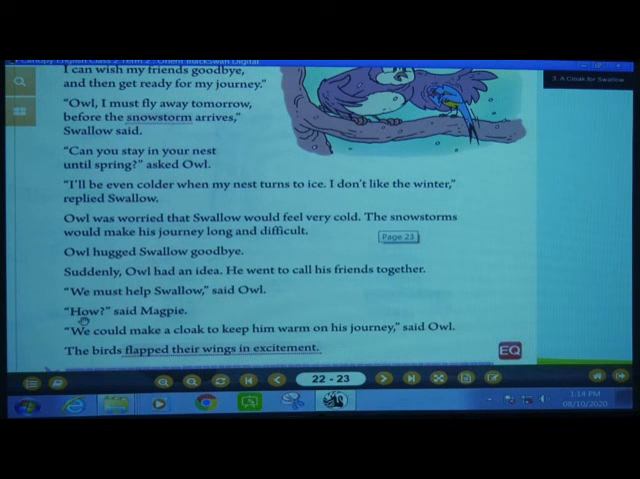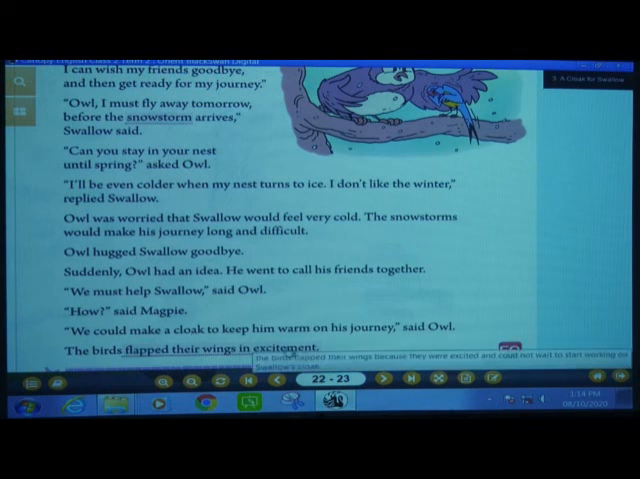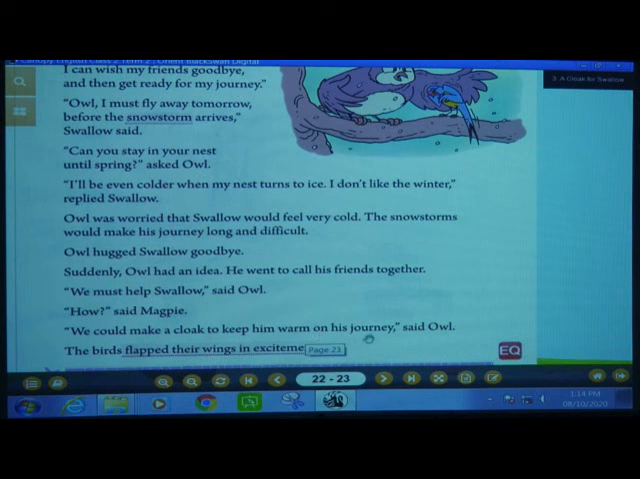How? said Magpie. We could make a cloak to keep him warm on his journey, said Owl. The birds flapped their wings in excitement.